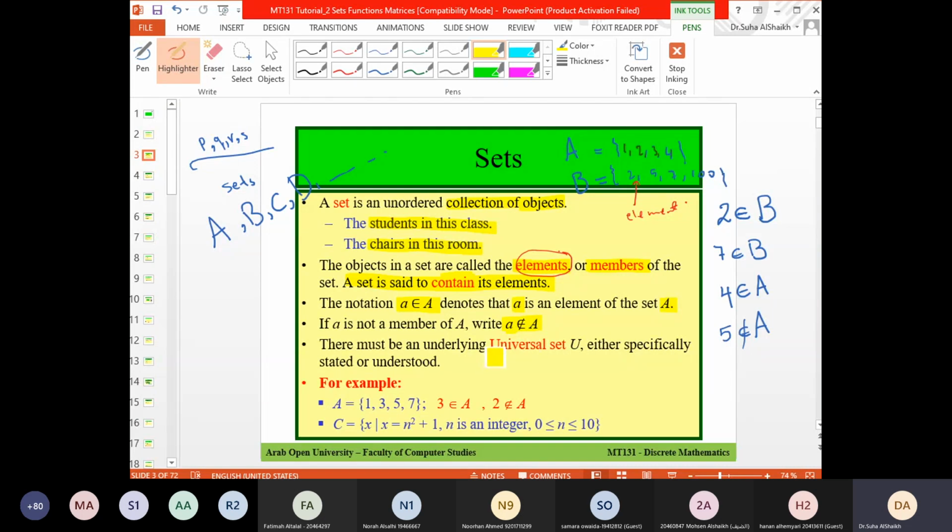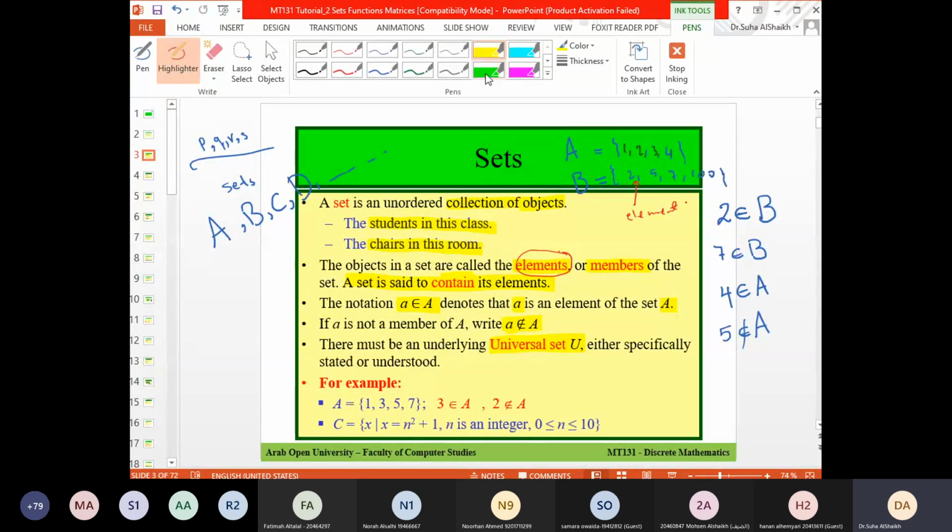Whenever we talk about sets, we will have a universal set, which is the biggest set, depending on the question that we have. It could be stated in the question, or we can just understand it from the concept, from how the question is written.